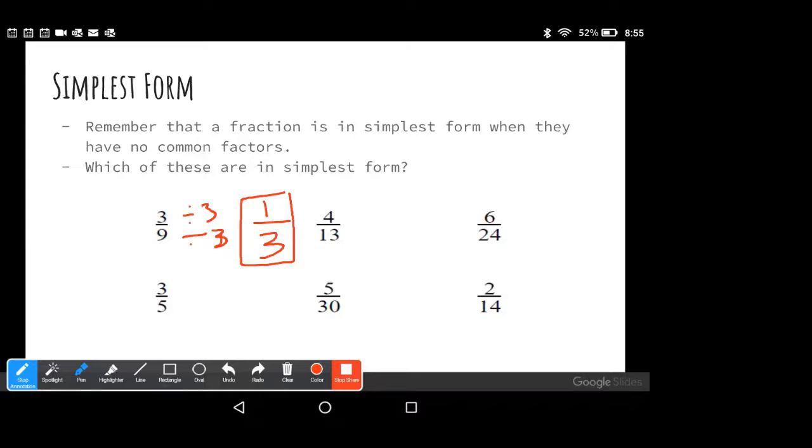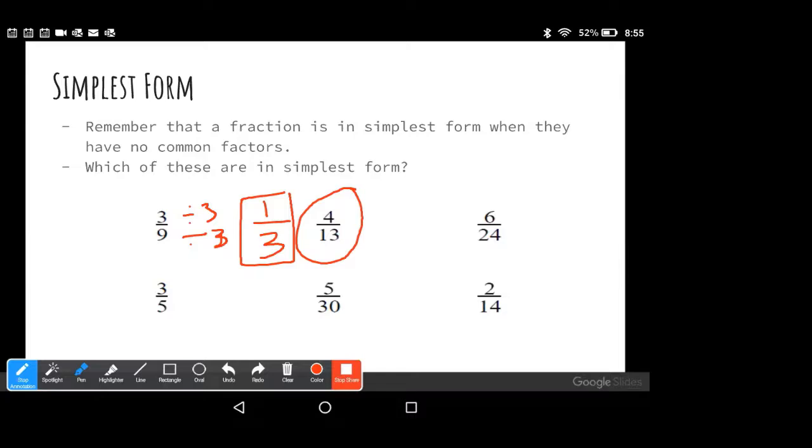Okay, what about 4/13? Is there any number that will go into 4 and 13? No. Okay, so 4/13 is in its simplest form. You can't go any further. 13 is actually a prime number, so you can't divide it by anything.